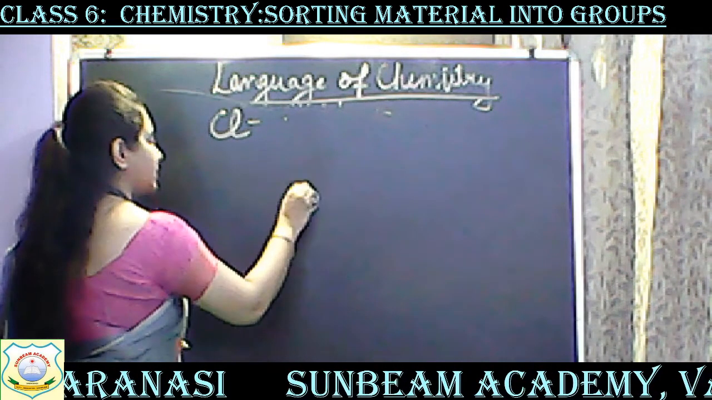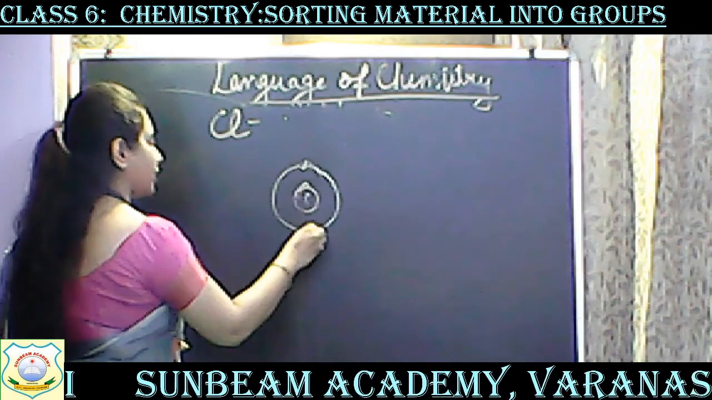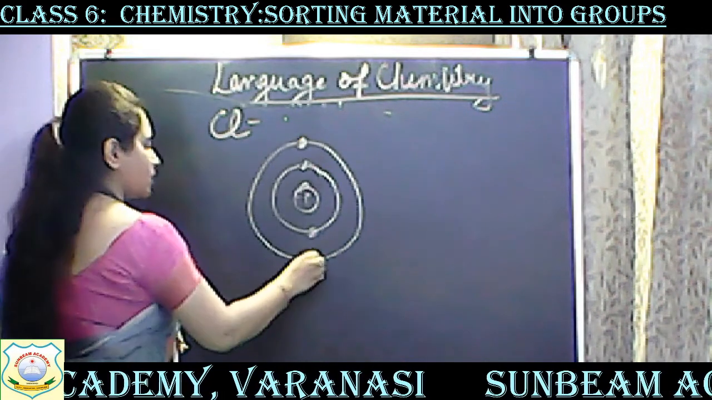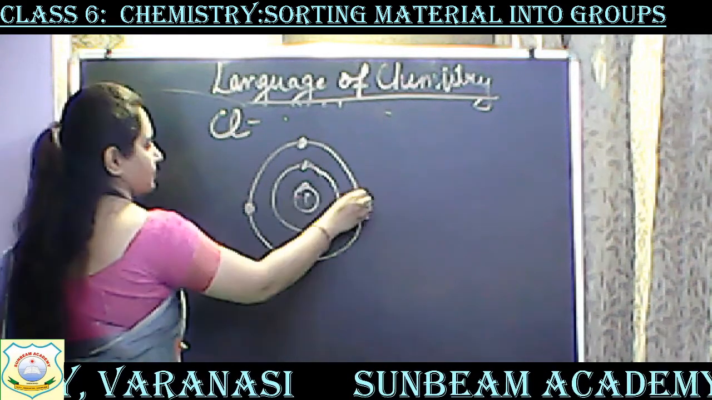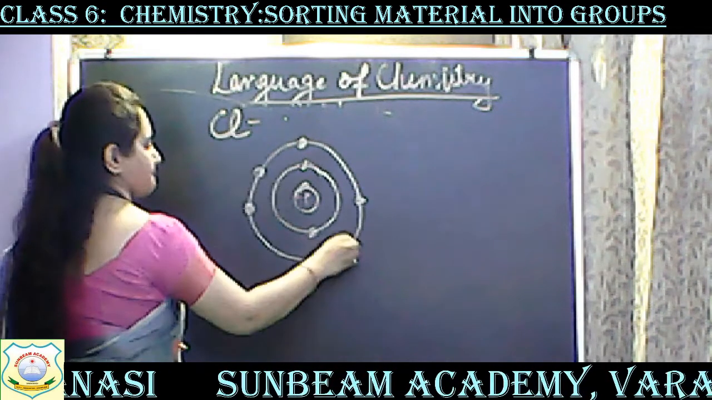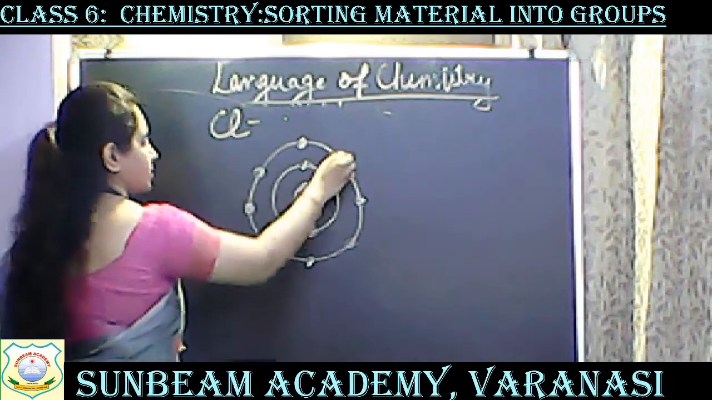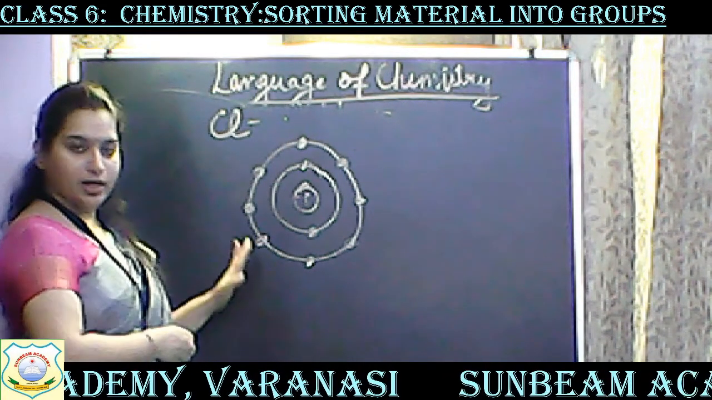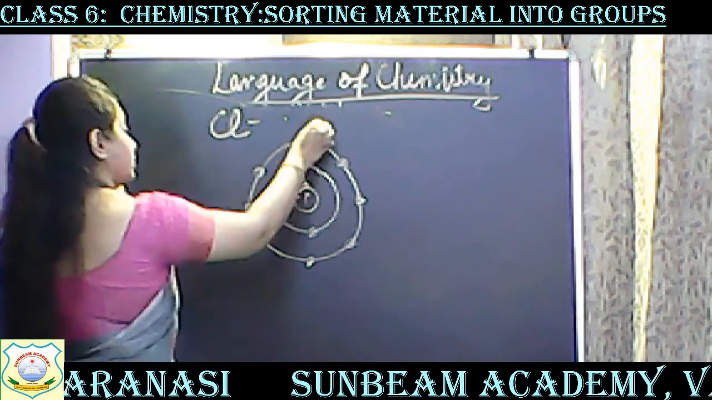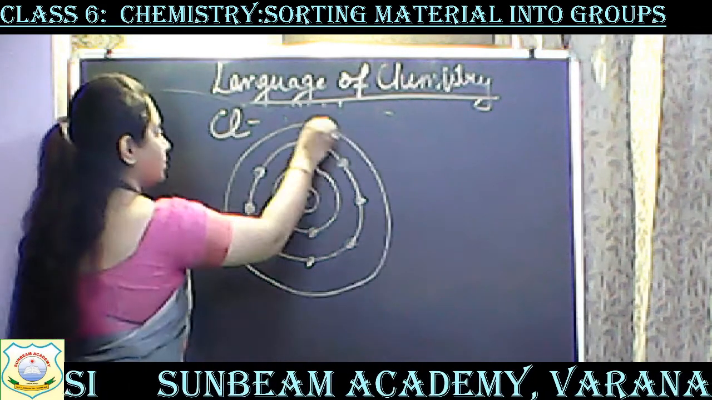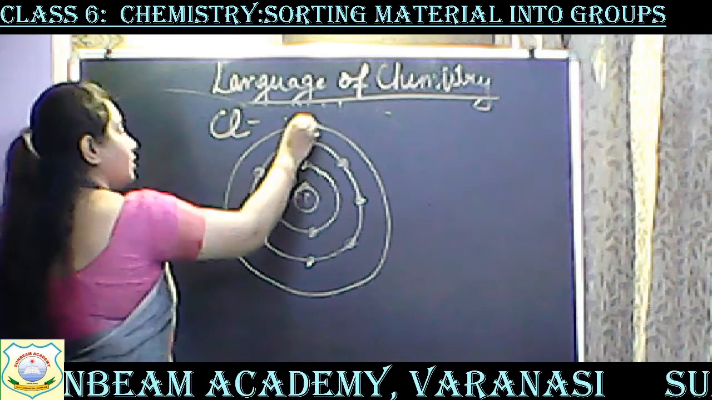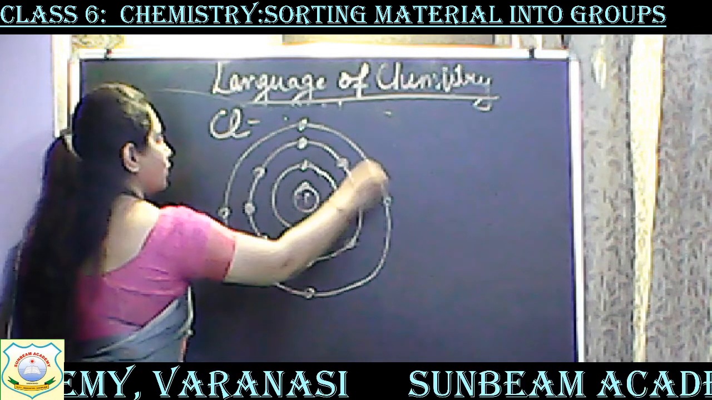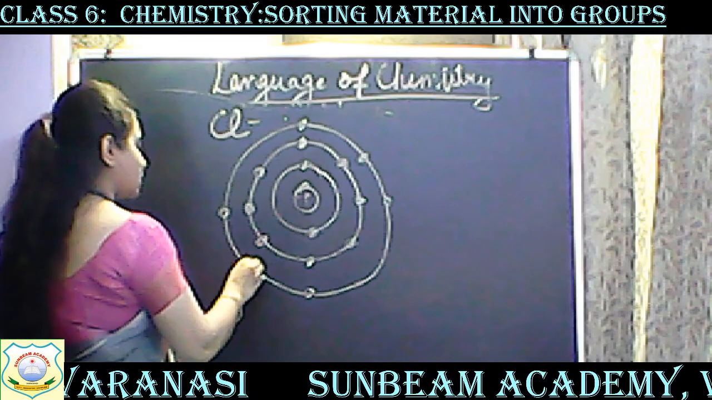So this is the center. The first orbit will have 2 electrons. The second orbit will have 8 electrons. 1, 2, 3, 4, 5, 6, 7 and 8. So what is the total now? 10. Now we are left with 7 electrons. Okay. So 1, 2, 3, 4, 5, 6 and 7.